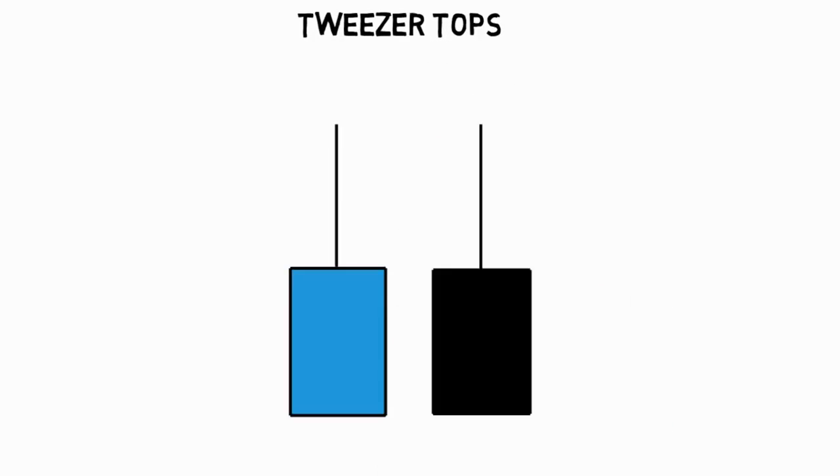Tweezer tops is a 2-candlestick bearish reversal pattern. It consists of 2 candlesticks that have approximately the same highs. Technically, tweezer tops do not need to have long upper shadows, but the signal works a lot better if it has. Let's take a look at how tweezer tops form.